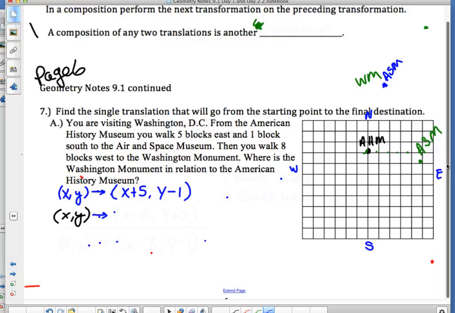Well, our second one, I'll do in blue. Then you walk 8 blocks west to the Washington Monument. 8 blocks west. 1, 2, 3, 4, 5, 6, 7, 8. So I am now at the Washington Monument.